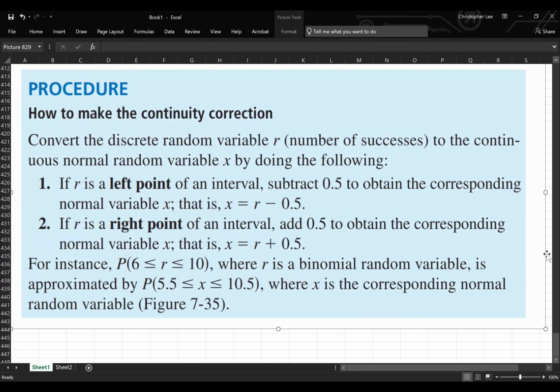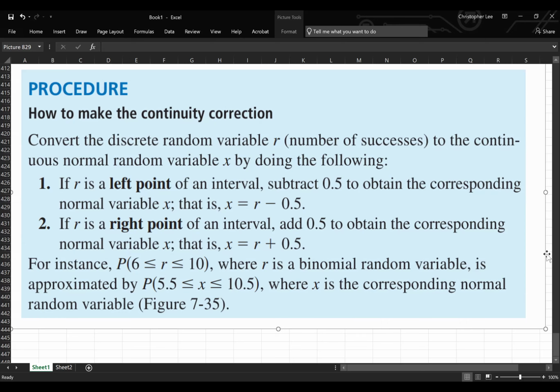If r is a left point, less than, right, of an interval, subtract 0.5 to obtain the corresponding normal variable x, that is, x is equal to r minus 0.5. If r is a right point, my fault, left point greater than, right point less than, add 0.5 to obtain the corresponding normal variable x, that is x equals r plus 0.5.